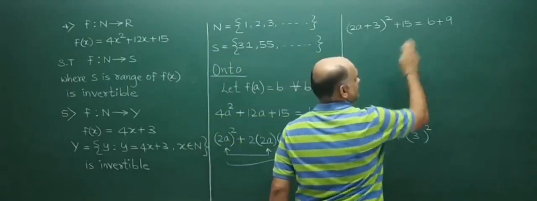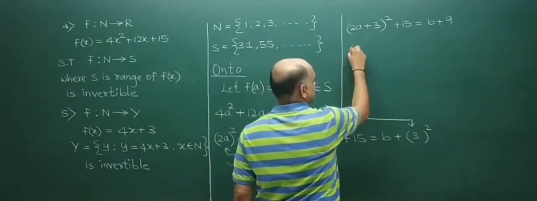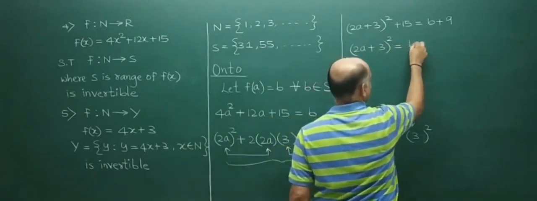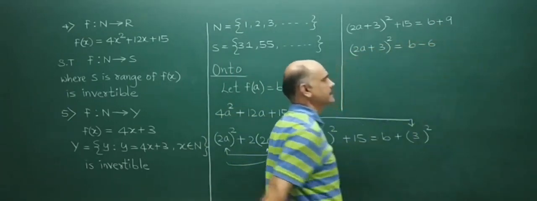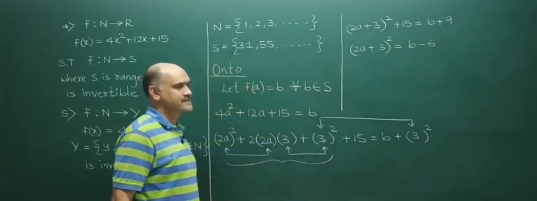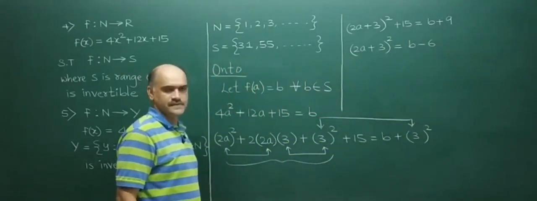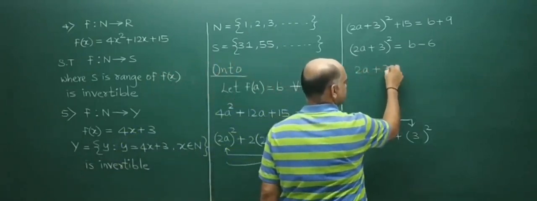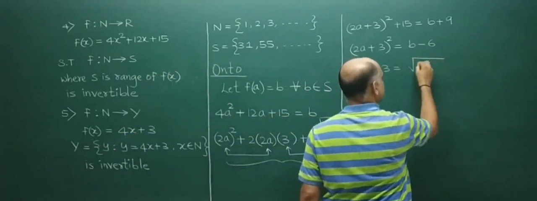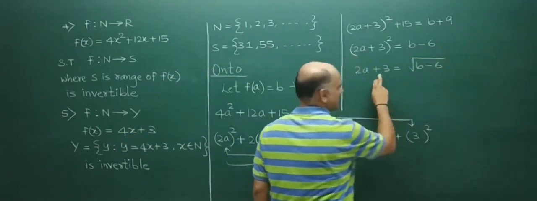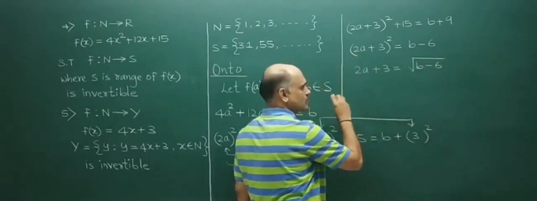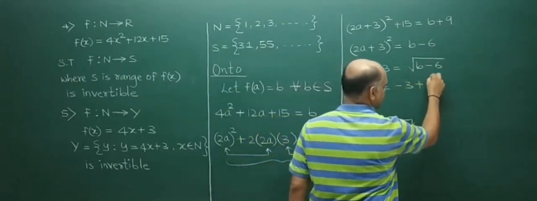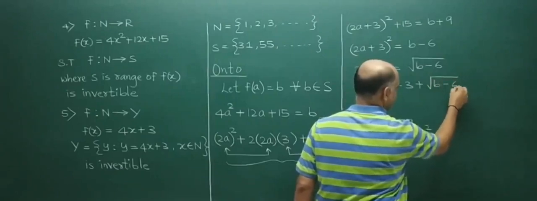Now 15 I will pass it to the RHS. So 2a plus 3 bracket square is equal to b minus 6. 9 minus 15 is minus 6. Now take square root. 2a plus 3 is equal to root of b minus 6. Pass 3 to the RHS. So 2a is equal to minus 3 plus root of b minus 6.